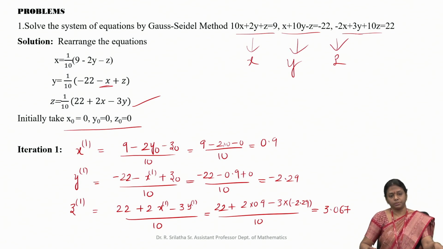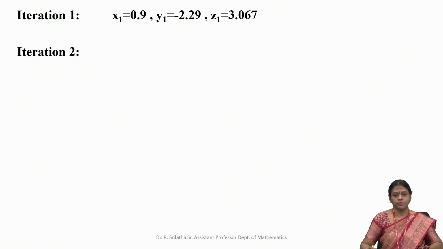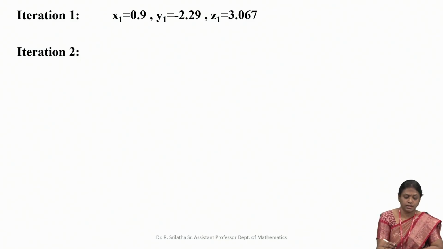So this is the difference between the Gauss-Jacobi and Gauss-Seidel method. We will be using the recent values here. So I got some values here, just I calculated. So this is the first iteration values. I got it here, that is x1 equal to 0.9, y1 equal to minus 2.29, and z1 equal to 3.067.